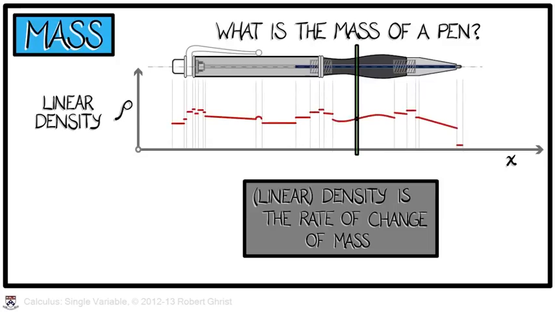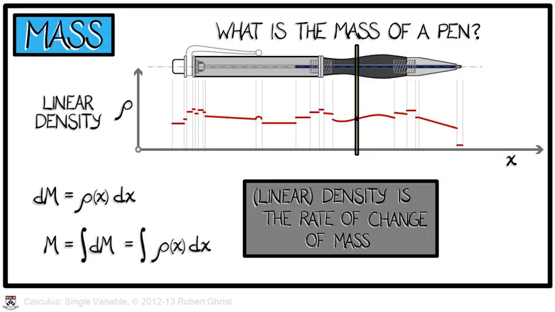Now, for an actual pen, this might be a discontinuous function. However, given that linear density rho is a function of x, we could compute the mass element, dm, as rho of x, that linear density, times dx, that length element. Then, of course, the mass is the integral of the mass element.